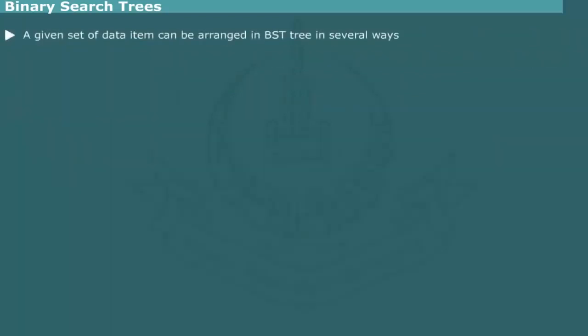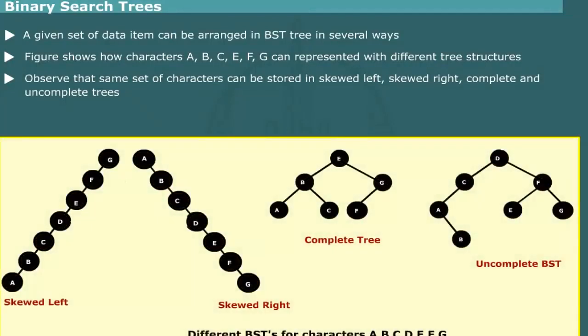We emphasize that a given set of data items can be arranged in a binary search tree in several ways. Figure shows how the set of characters A, B, C, D, E, F, G can be represented in a binary search tree with different tree structures. Notice that two of the structures are skewed to left or right. In these cases, the binary tree actually degenerates into a linked list. Later on, we shall see that the overall tree structure is determined by the order in which nodes are inserted into the tree.